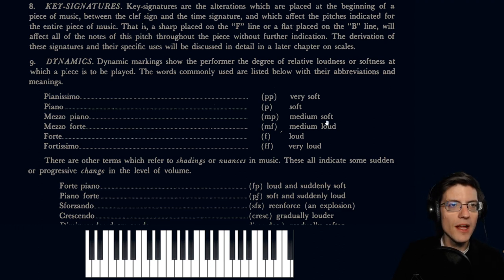8. Key signatures. Key signatures are the alterations which are placed at the beginning of a piece of music between the clef sign and the time signature, and which affect the pitches indicated for the entire piece of music. That is, a sharp placed on the F line or a flat placed on the B line will affect all the notes of this pitch throughout the piece without further indication. The derivation of these signatures and their specific uses will be discussed in detail in a later chapter on scales.